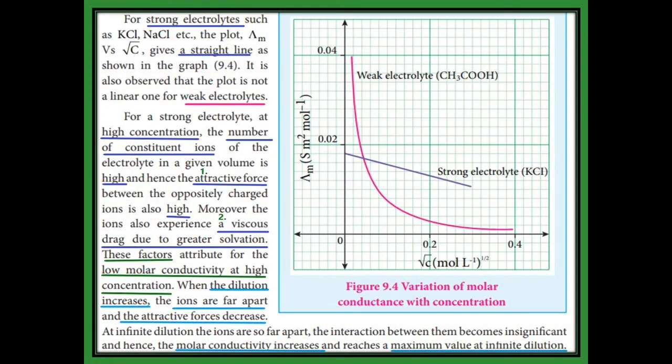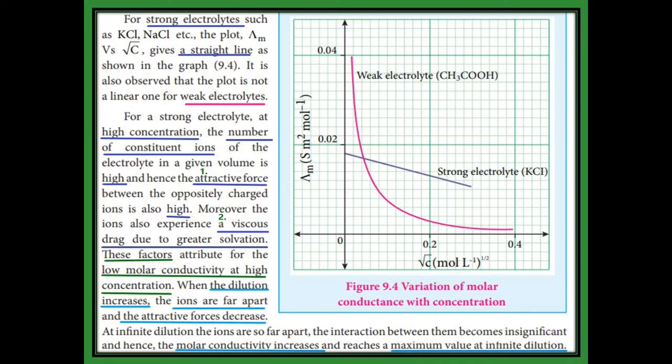Now we are going to see the strong electrolyte. What is the relationship between the molar conductance and concentration? Now see the graph. The violet color indicates that it is for the strong electrolyte. The rose color line indicates that it is a weak electrolyte.